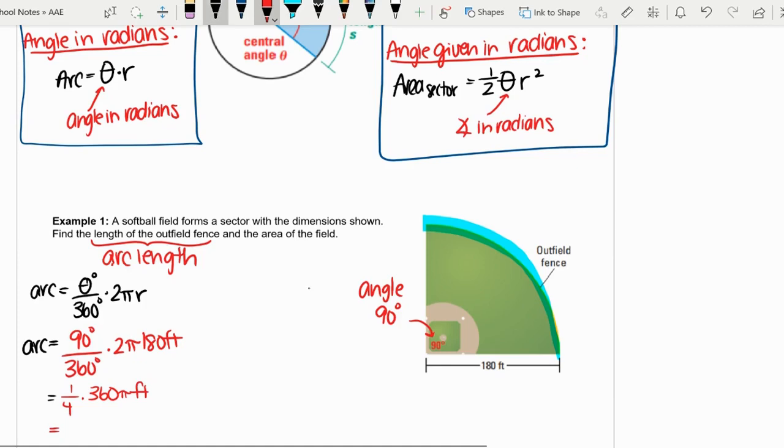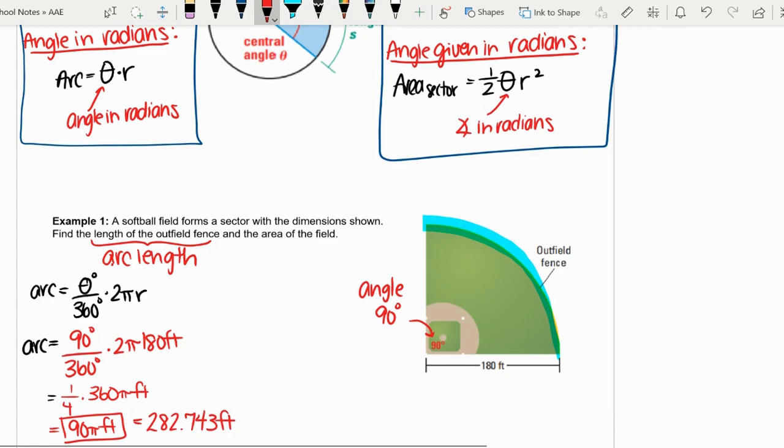And so here's one option, and usually how we leave our answers: 360 divided by 4 would be 90 pi feet. So that would be the exact answer with pi in it, and that's completely fine. If you put this in your calculator, if I did mine right, we'll get somewhere around 282.74 feet. So that would be our arc length.